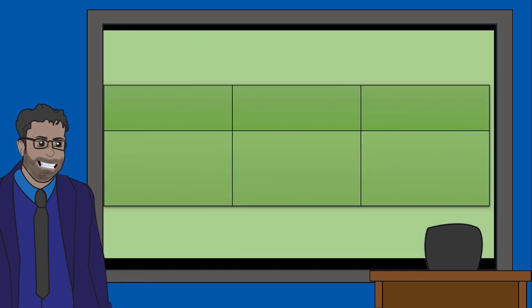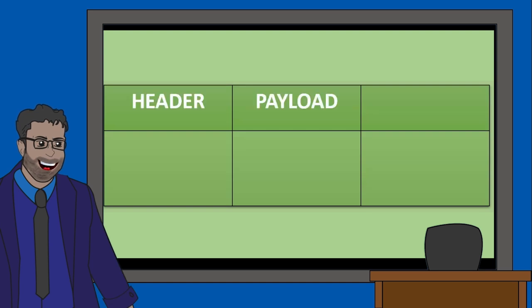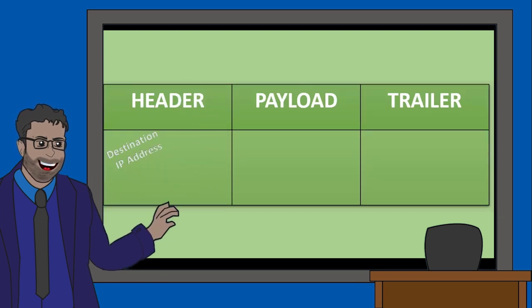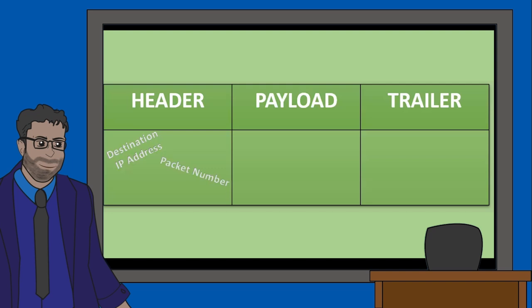There are three parts to a data packet: packet header, payload, and trailer. Packet header contains important information about the data. This includes the destination address, so where a data packet is traveling to, packet number, so it knows the order it should be assembled in, and the originator's address, so we know where the packet came from.